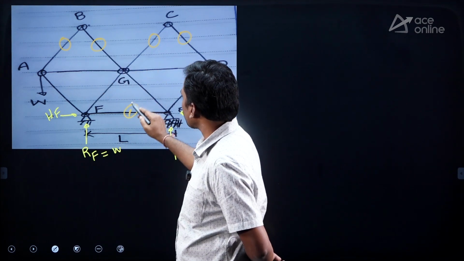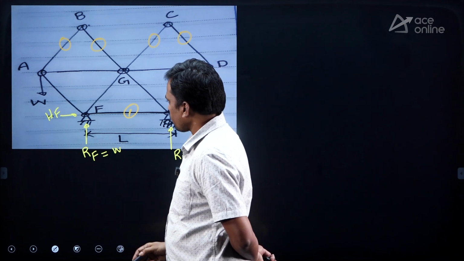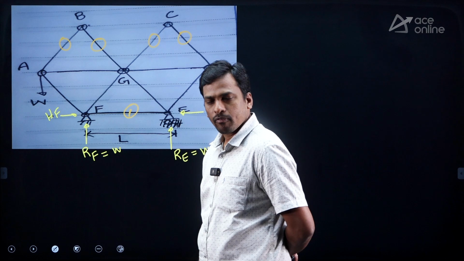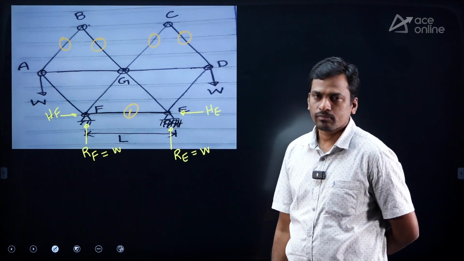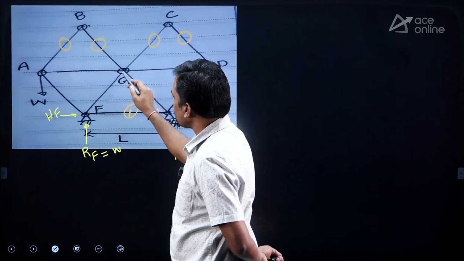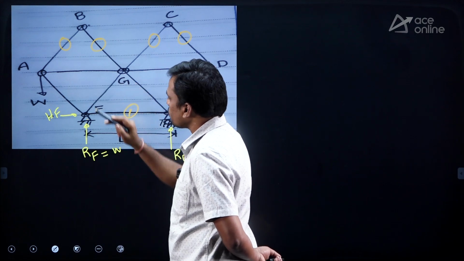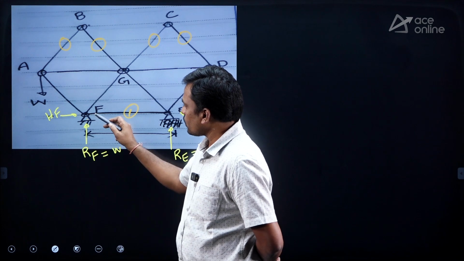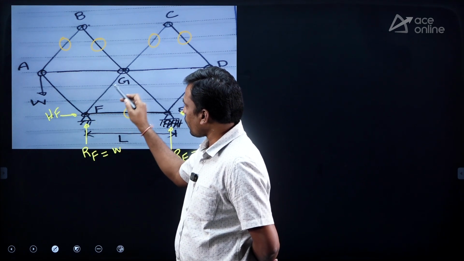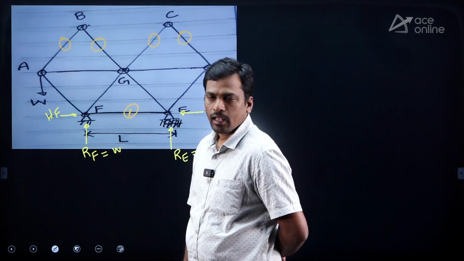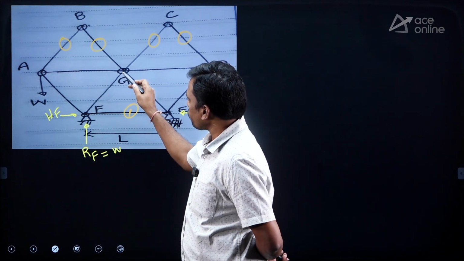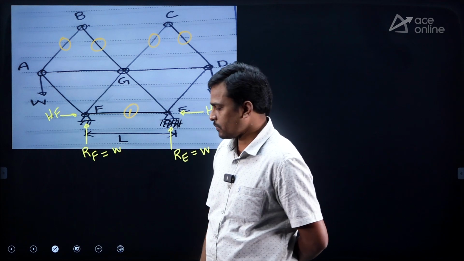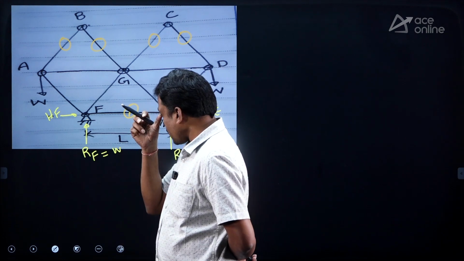Then next, how many zero force members here? 1, 2, 3, 4, 5. Right. Then can you find the force in member FG? Maybe force in other members is also 0. How to find the force in member FG? Is a shortcut possible for member FG? Try the shortcut at joint F or at joint G. I told you force in member FG and force in member GF are the same only, because they are the same member. Right.